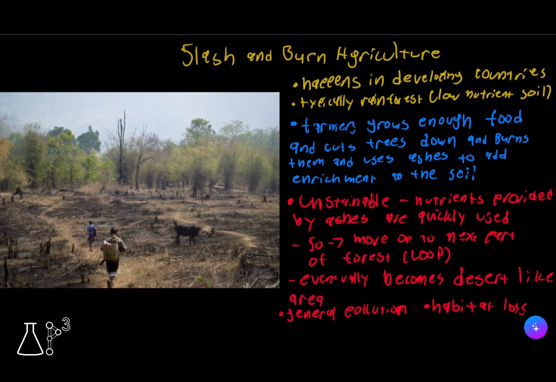Eventually it becomes like a desert-like area because, as we can see from the image, all the trees are cut down, so there's no trees for the process of photosynthesis. And by cutting down all the trees, we can't really produce as many plants or ashes, because it's only a limited resource. And then general pollution, again, CO2 up in the air because there's no photosynthesis taking in carbon dioxide, because trees are a carbon sink, and then habitat loss for whatever animals are living in the area of the rainforest. So that's all important for slash and burn agriculture.